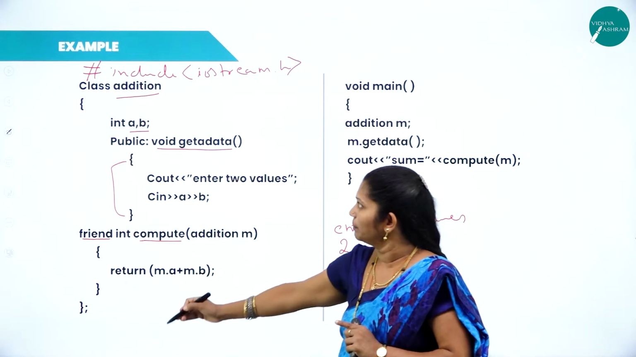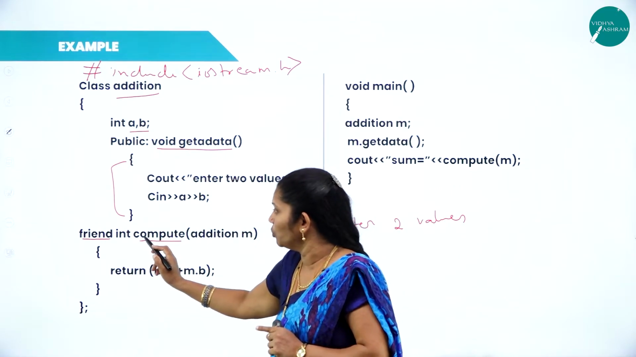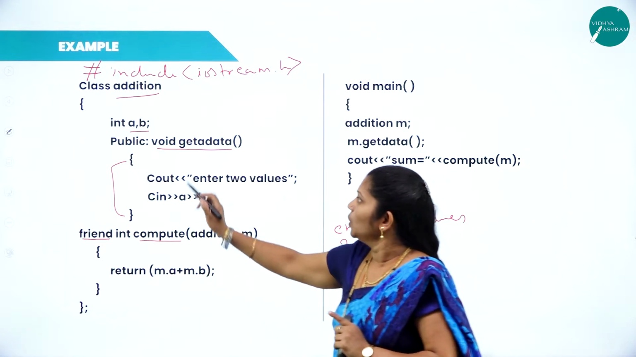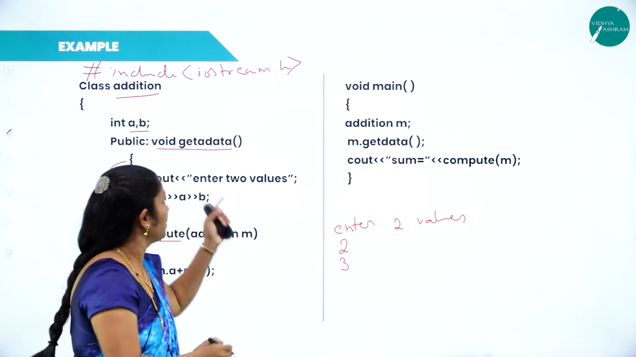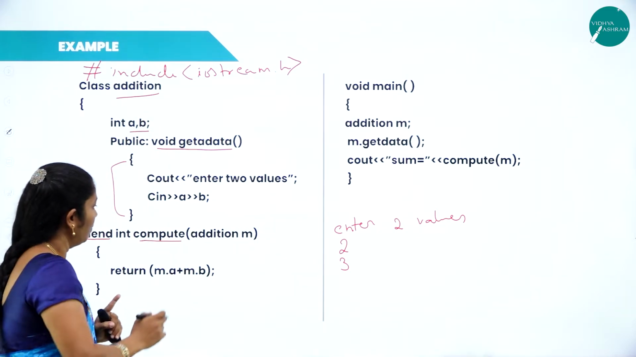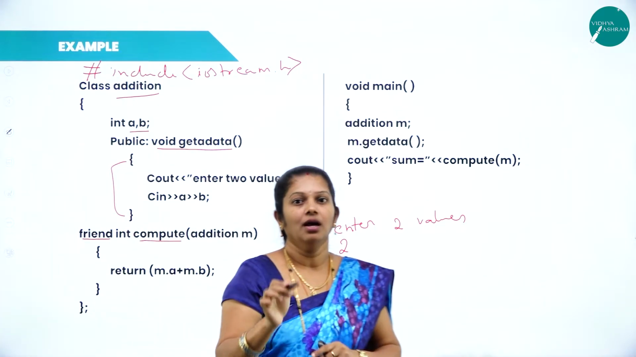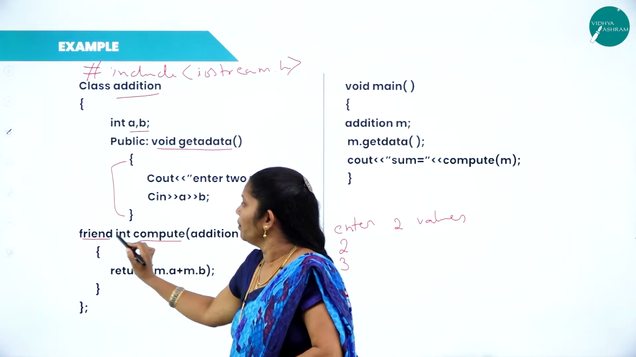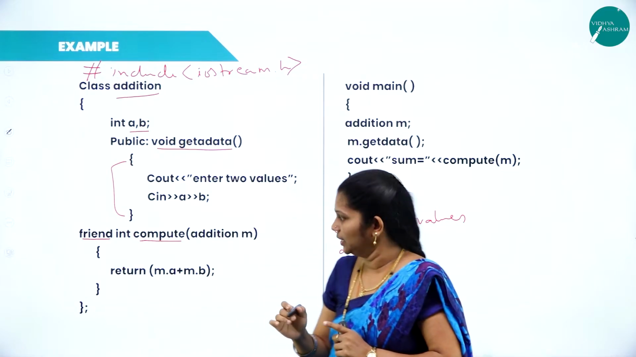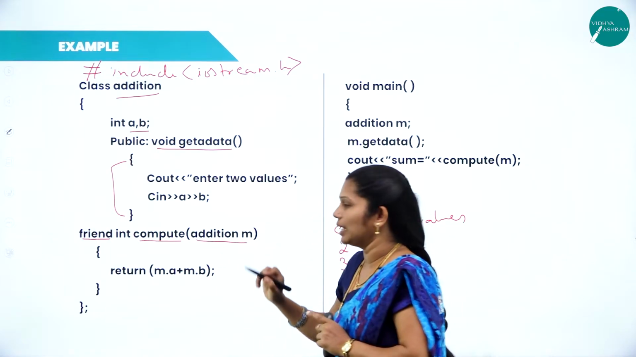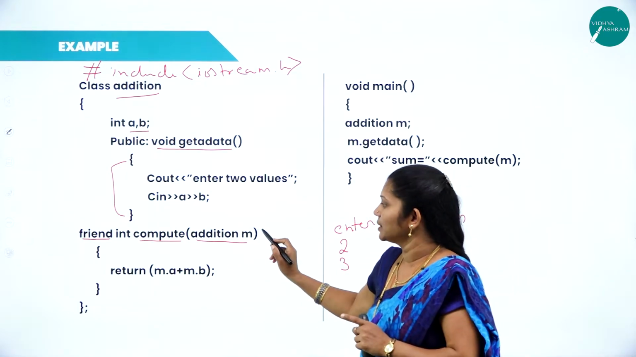In this particular program, we have two functions: one is the void getData function and one more is the compute function. The void getData function is a member function that belongs to this class addition only. But the compute function is a non-member function. How to identify that it is a non-member function? Before it, we have the keyword friend. Then we give the return type, integer, and we mention for which class it is a friend. That is, it is a friend of the addition class, and M is the object name.